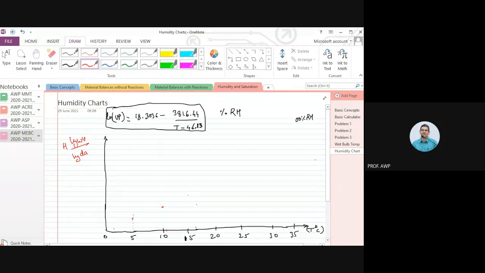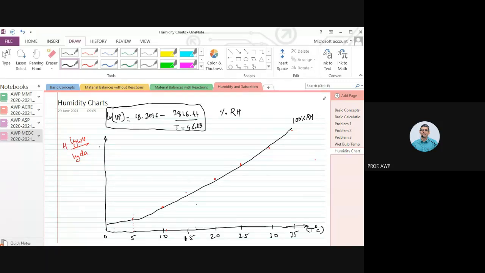Similarly, 15 degrees centigrade will convert to humidity and plot. 20, 25, 30, 35 degrees centigrade will each convert to humidity and plot. And these are going to correspond to 100% RH. So now we have points which are in terms of humidity and temperature, but for 100% RH, right?